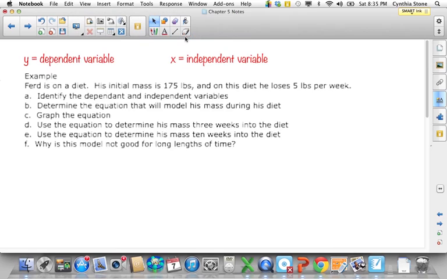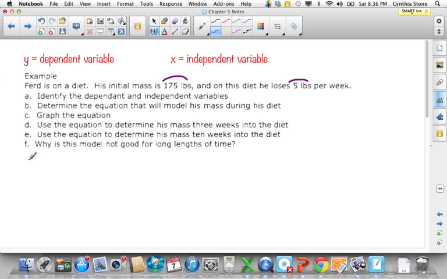Now Ferd's on a diet. And it says that he starts at 175 pounds, and he loses 5 pounds per week. So his mass goes down, which might be a hint that this graph's going to look different because we're dropping, we're not increasing.